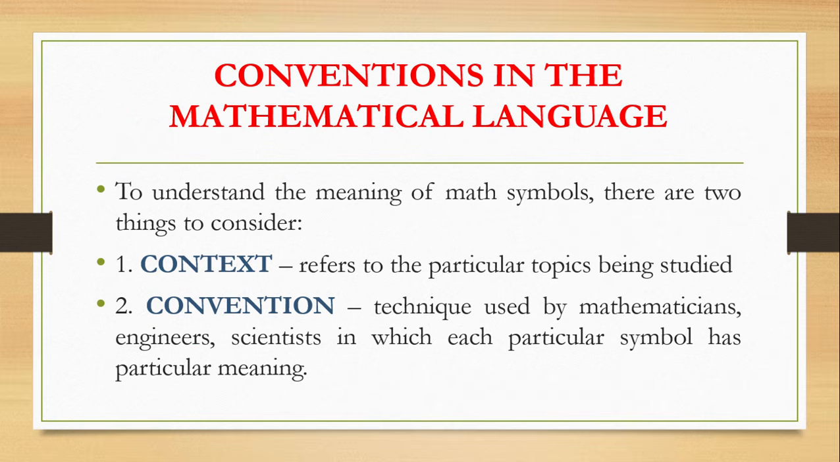To understand the meaning of math symbols, there are two things we have to consider. We have the context and conventions. Context means we have to refer to the particular topic being studied, di ba? And while in convention, we have the technique used by mathematicians, engineers like me, scientists na like you, in which each particular symbol has particular meaning.